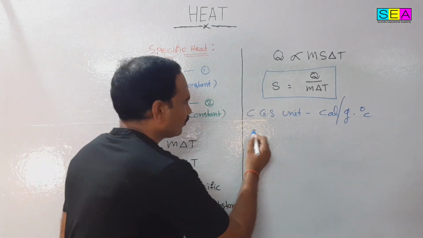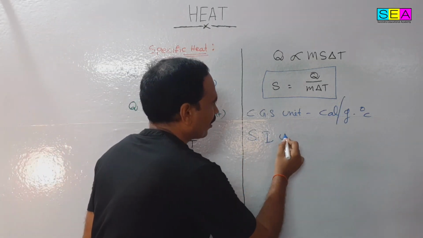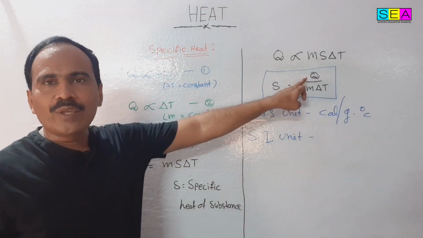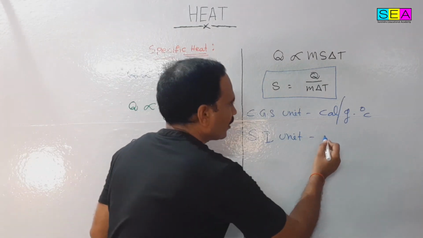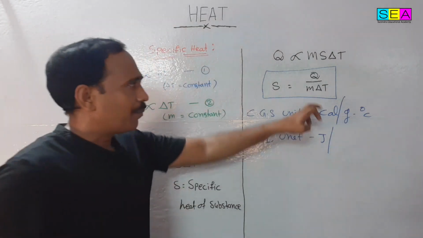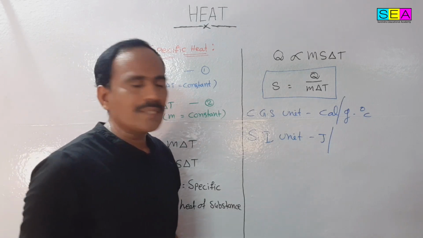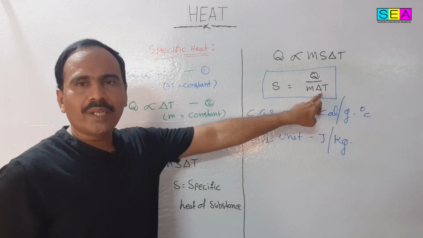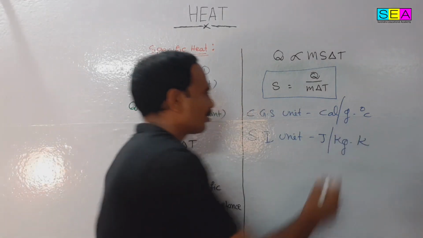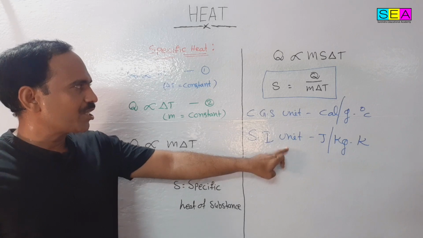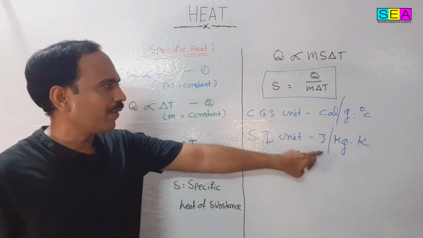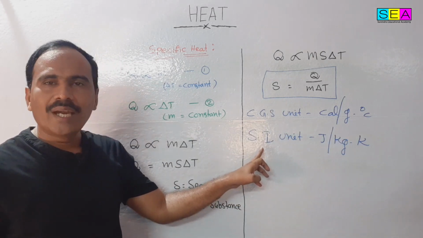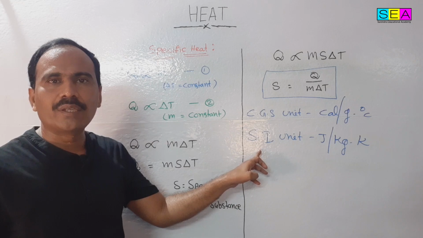And the SI unit of specific heat. The SI unit for the quantity of heat energy is joule. For mass, the SI unit is kilogram, and the SI unit for temperature is Kelvin. So the SI unit of specific heat is joule per kilogram Kelvin. These are the CGS units and SI units of specific heat.